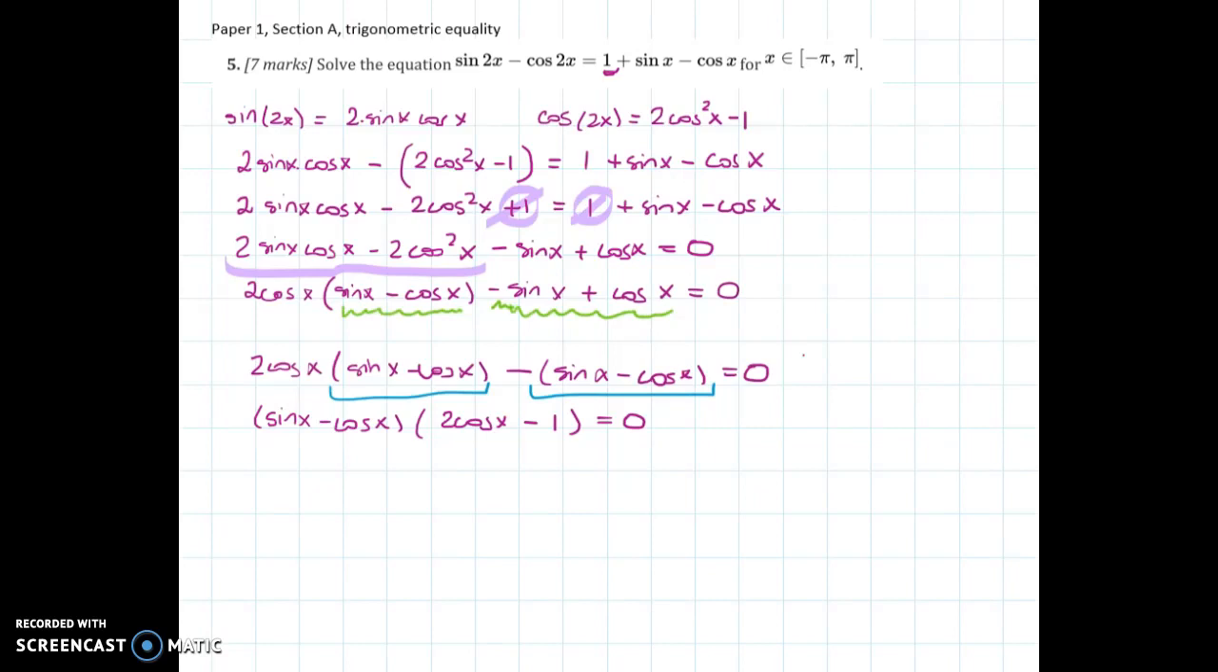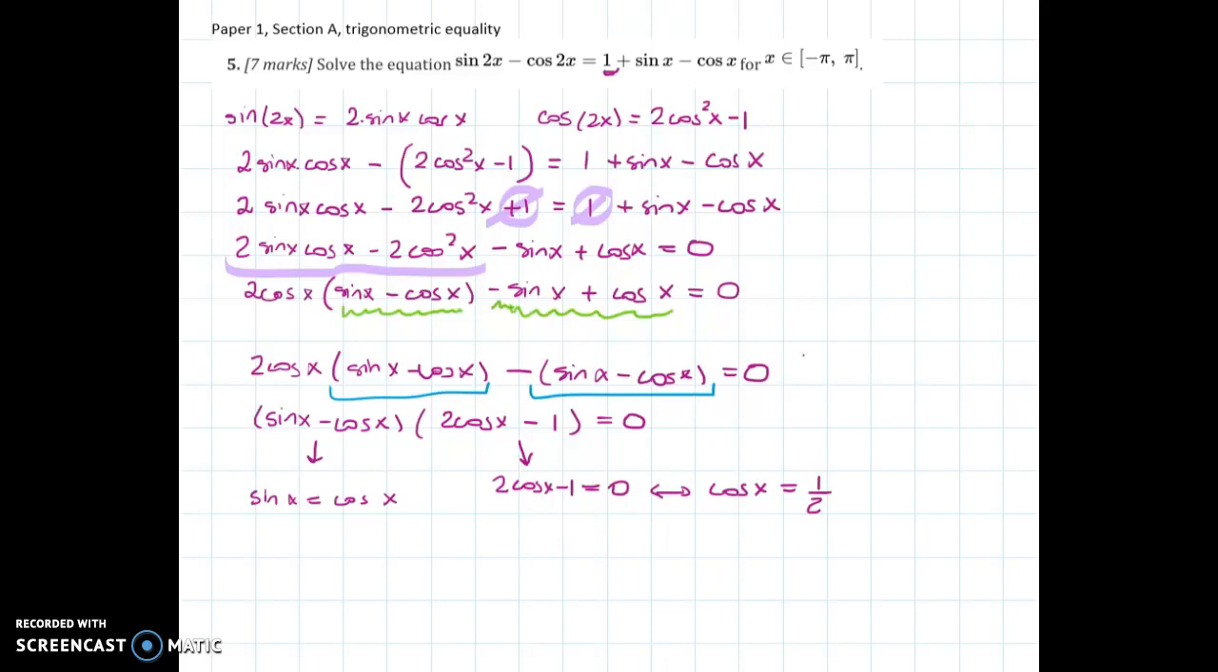And now that the expression is factorized, we use the null factor law to say that the two options for the expression to be equal to 0 are either that sine of x is equal to cosine of x, or the other option is that 2 times cosine of x minus 1 is 0, which means that cosine of x is equal to a half. So we are looking for values of x between minus pi and pi, including the endpoints, that verify either the first or the second of our equalities, and this we know how to solve.